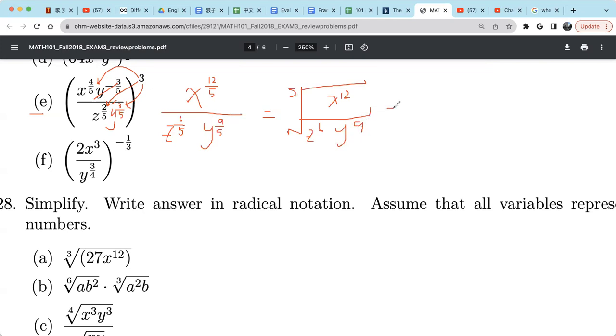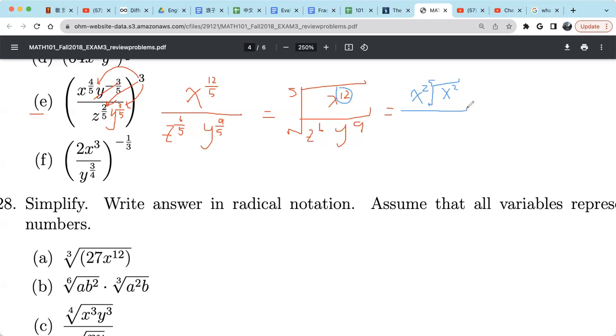And we can simplify this a little bit because the exponents of x and y are bigger than the index. So this is x raised by 12. We can split x raised by 10 and x raised by 2. Then x raised by 10, with the 5th root, becomes x squared, because 10 divided by 5 is 2. Then inside, we still have x squared left because 12 is 10 plus 2. Of course, this index is 5.